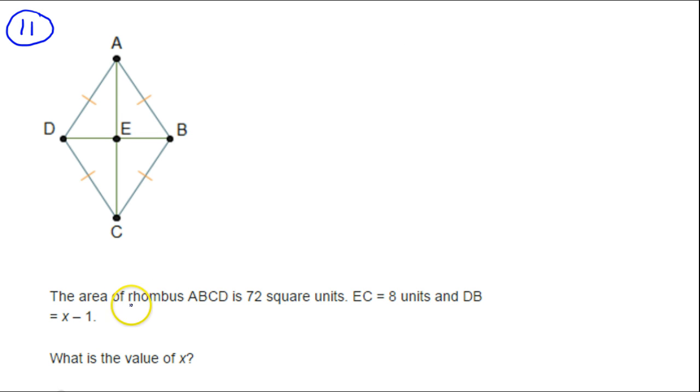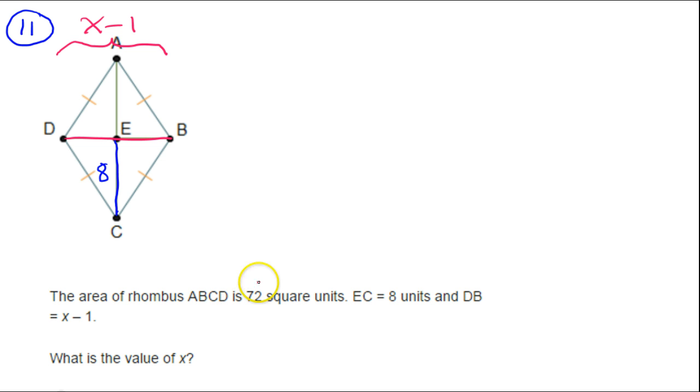Number 11, the area of a rhombus is 72. EC is 8. So this is EC right here, and that is 8. DB is x minus 1. So this is DB, and that entire thing is x minus 1. Find the value of x.